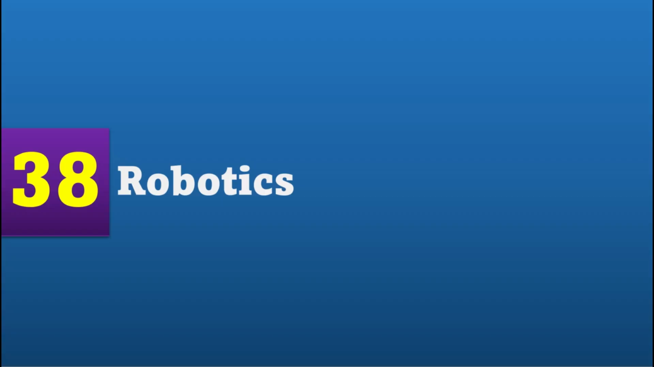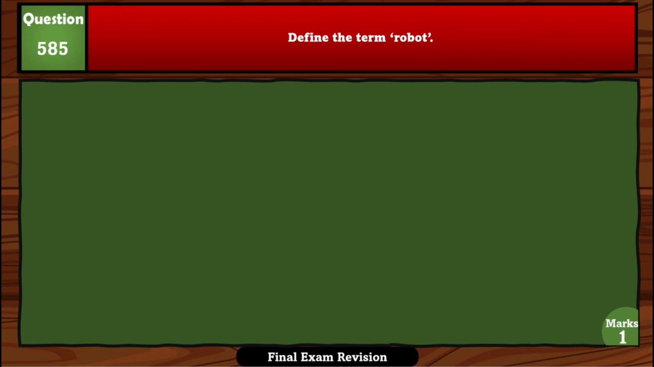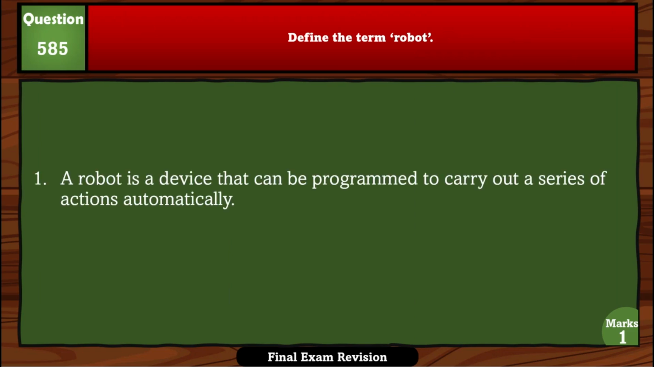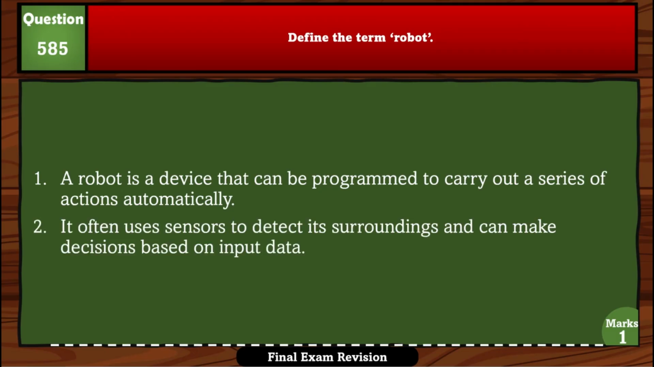Topic 38. Robotics. Question 585. Define the term robot. A robot is a device that can be programmed to carry out a series of actions automatically. It often uses sensors to detect its surroundings and can make decisions based on input data.